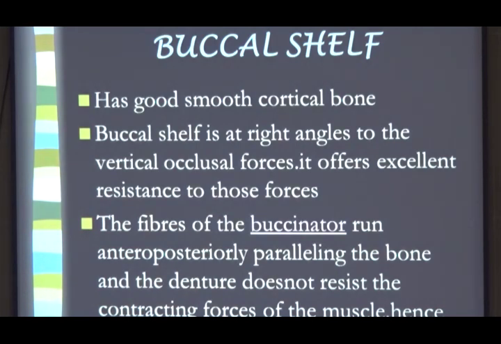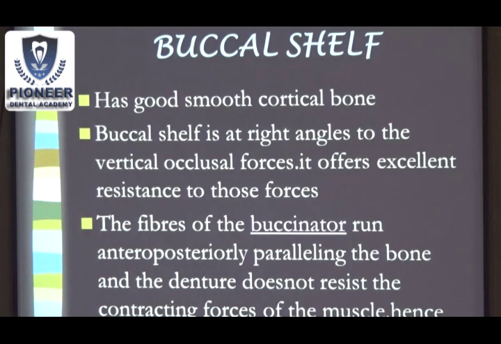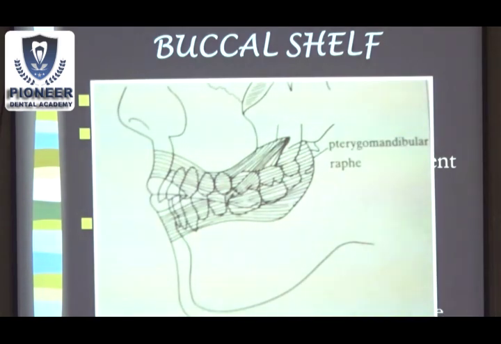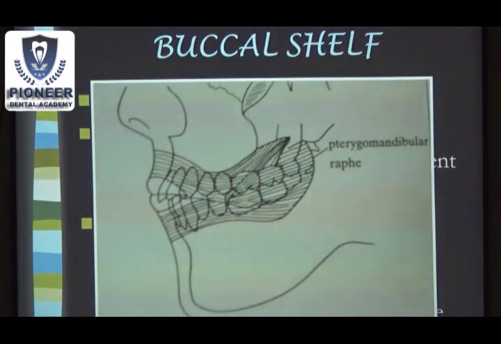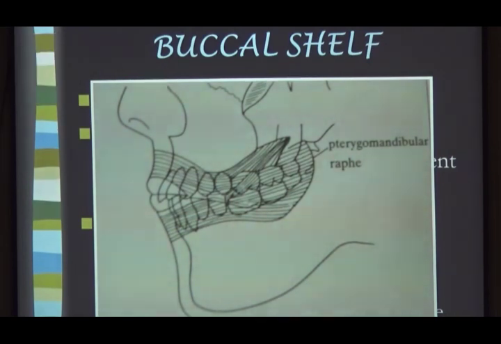So it has good cortical bone, at right angles to the vertical occlusal forces. It has buccinator passing through. So that's why it is called a primary stress bearing area. Wherever you have muscles passing through, there is also a difficulty. Only when the fibers are running horizontally can you cover the muscle. If the fibers run vertically, then you will have to give space for contraction of the muscle. Otherwise, the denture will pop out of the mouth. So buccinator does not give a problem because it is a horizontally running muscle. You can cover that muscle.